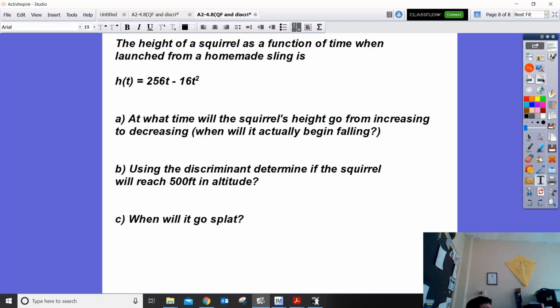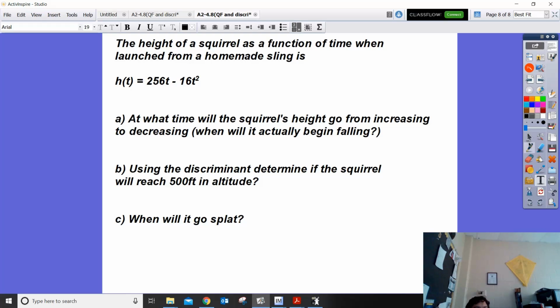Here's our last problem. The height of a squirrel as a function of time when launched from a homemade sling is h of t. What do you suppose h of t stands for? Height as a function of time. You tell it 4 seconds, it returns a height. Okay? At what time will the squirrel's height go from increasing to decreasing? Which is when it will actually begin falling. That's a quadratic equation, isn't it? T is squared. That's quadratic.